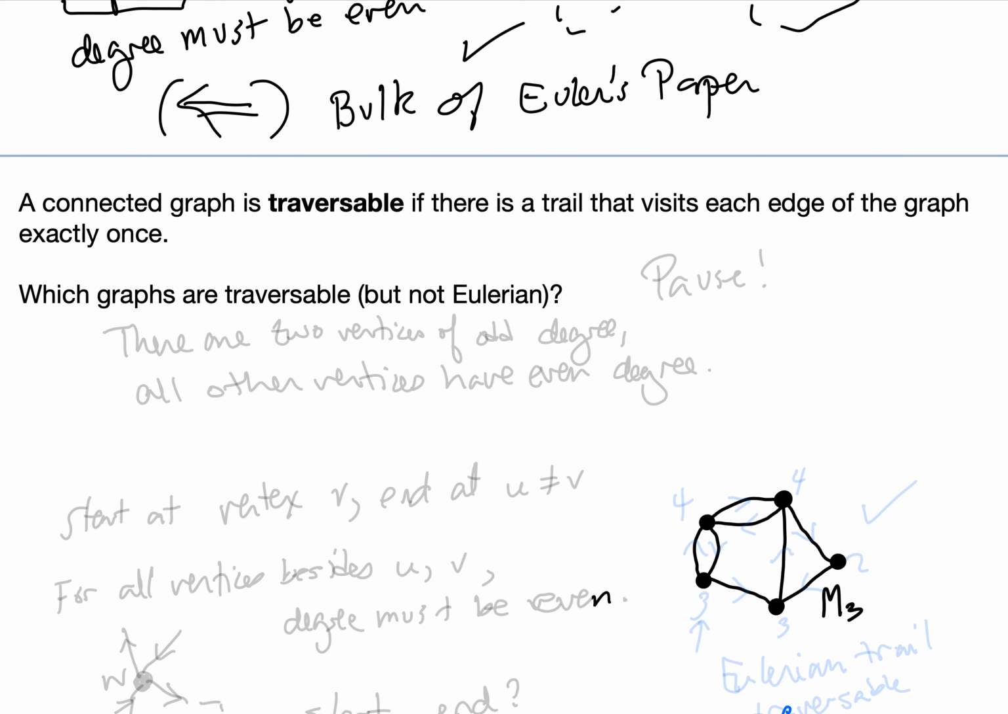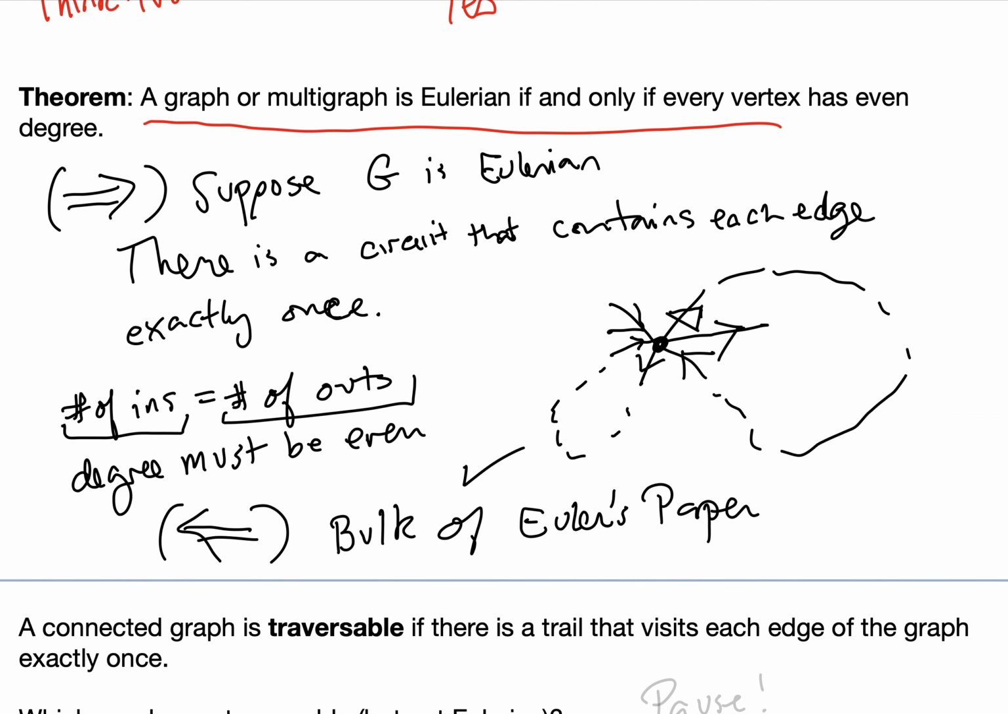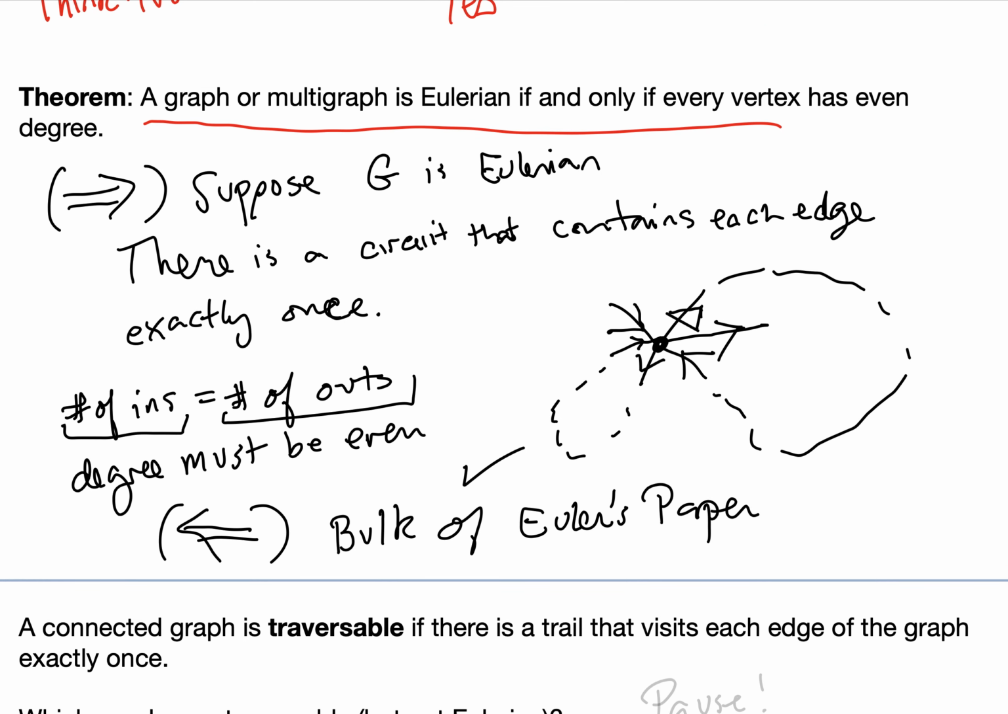A connected graph is traversable if there's a trail that visits each edge of the graph exactly once. Again, exactly once is a little repetitive because a trail cannot repeat edges, but in any case, let's think about which graphs are traversable but not Eulerian. So back when we were thinking about the bridges of Königsberg problem, this would be equivalent to walking through the town, crossing over every bridge exactly once, but starting and ending at different places instead of at the same place. So let's think about that.